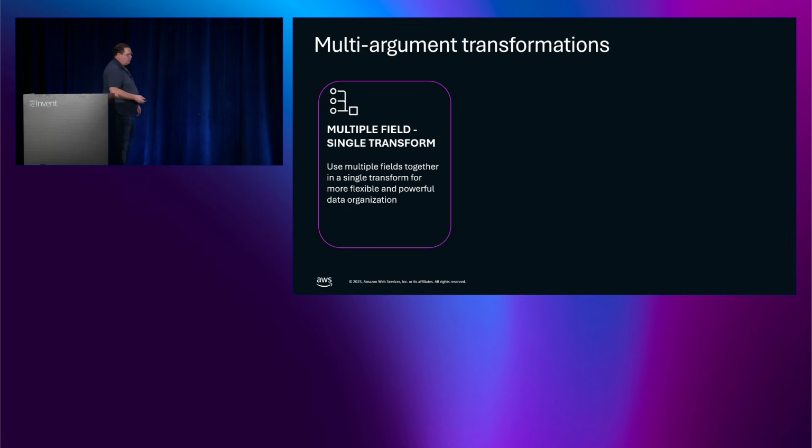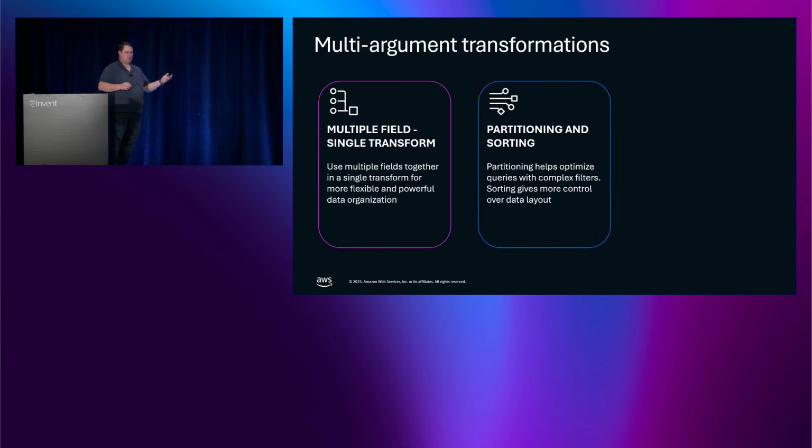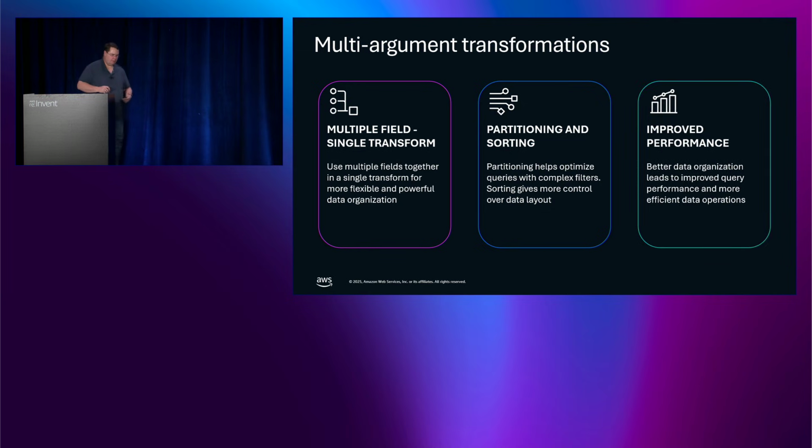The last one I'll talk about in the core infrastructure area is the multi-argument transformations. With multi-argument transformations, now you're able to specify more than one field in a transformation. Transformations can be used for partitioning, or they can be used for sorting, but this gives you a bit more control in scenarios where you have a harder time picking just one column. You need more than one column to actually help with query scenarios, help to avoid data skew.